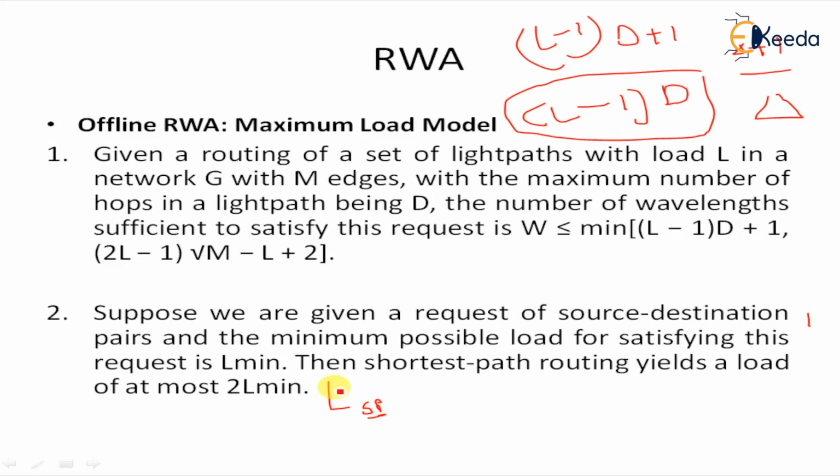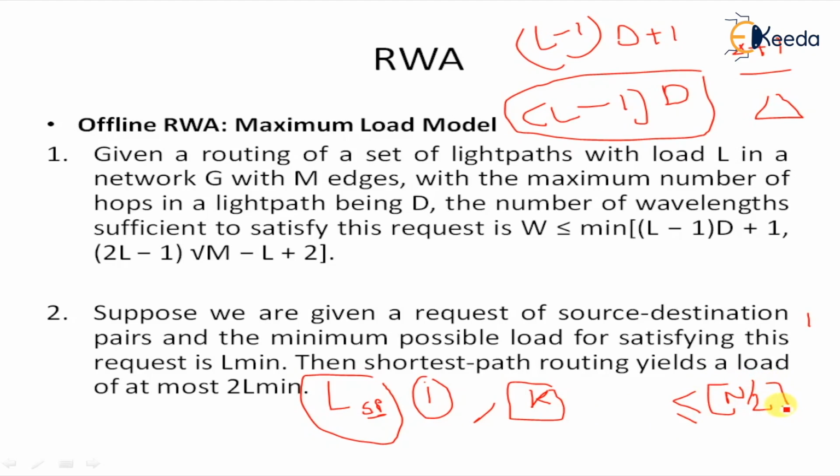Consider one link i with load L_SP under shortest path routing. Considering the rerouting possibility of the k connections using link i, they are routed on paths whose length is always less than or equal to square root of n divided by 2.